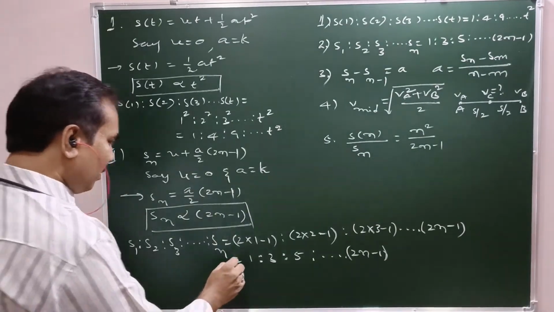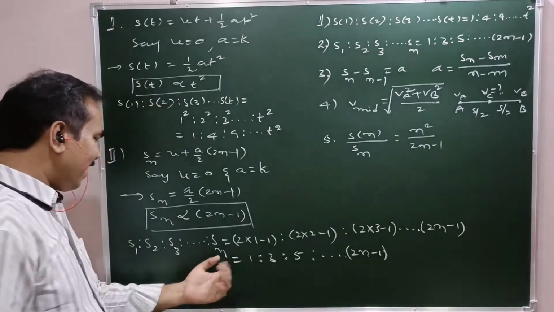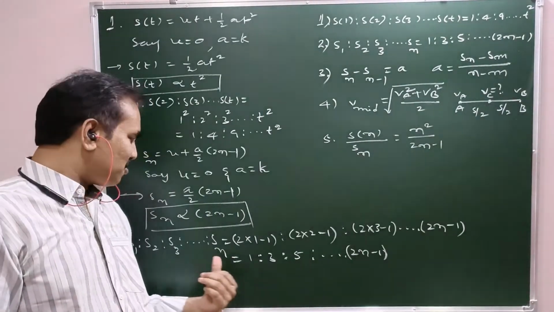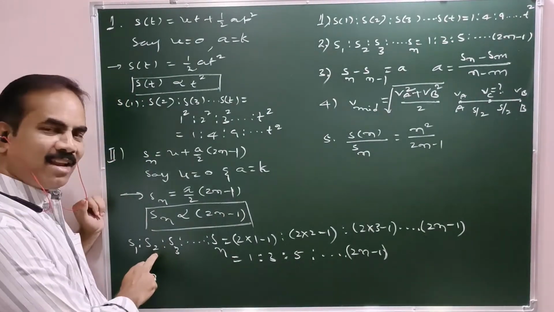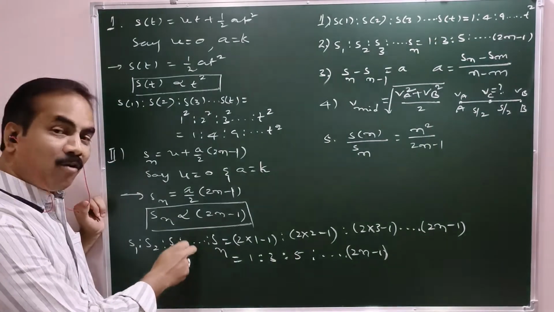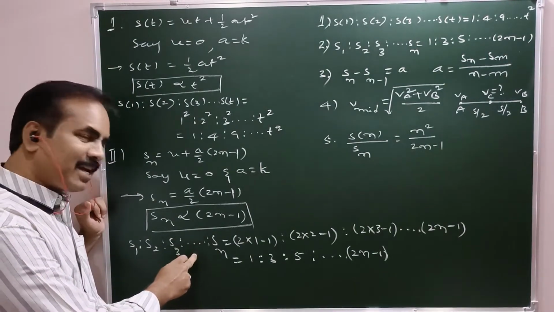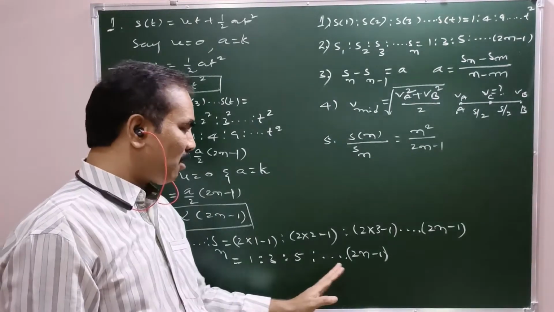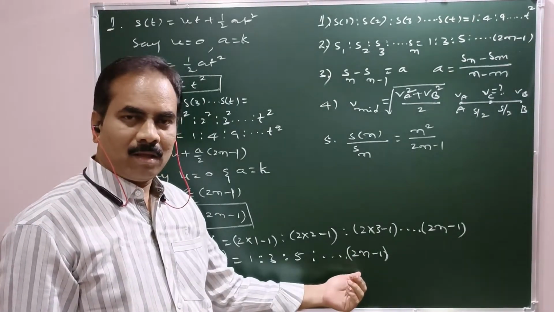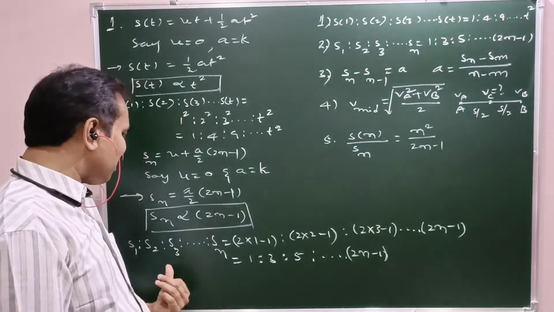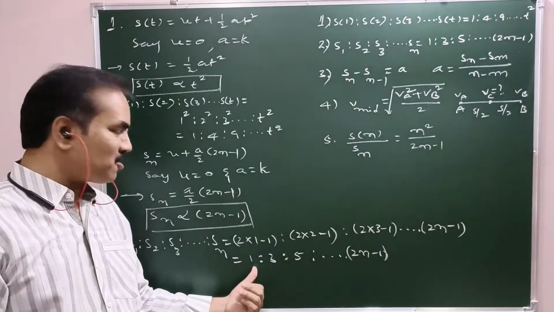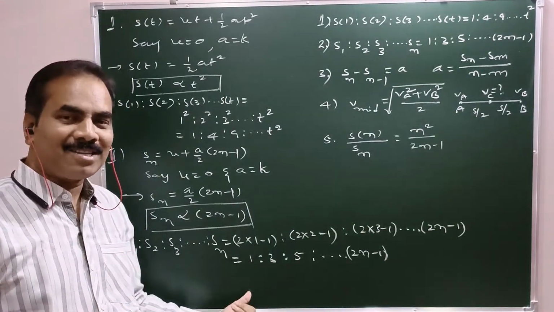Okay, now here this is in fact the ratio of distances covered in successive seconds, in the first second, especially in the second second, especially in the third second, in the fourth second, not 4 seconds, in the fourth second, in the fifth second, etc. That is 1 is to 3 is to 5 is to up to 2n minus 1. Of course, this is the ratio of distances covered in successive seconds. Successive seconds in the sense in the first second, in the second second, in the third second, etc.